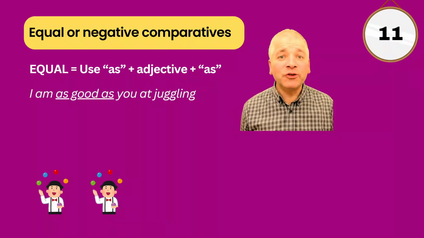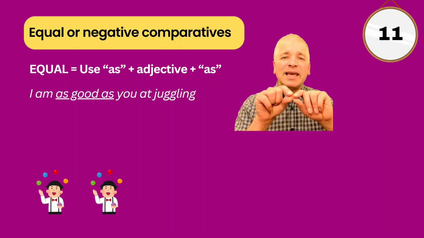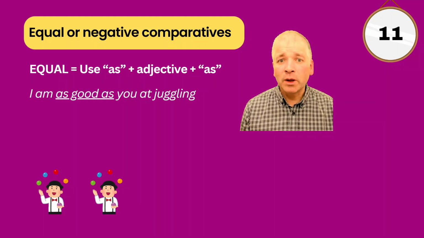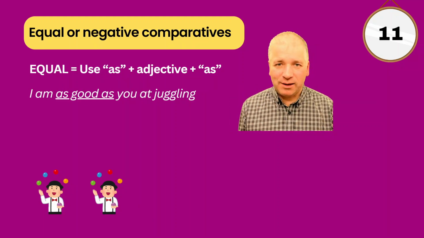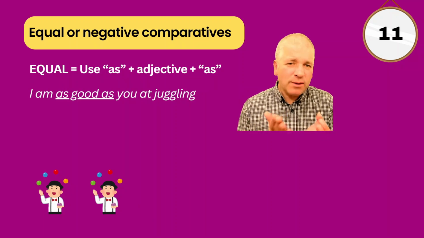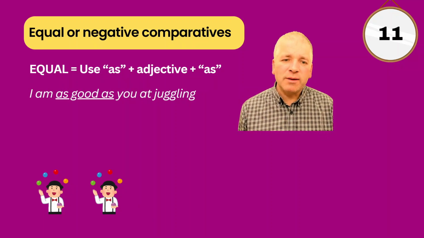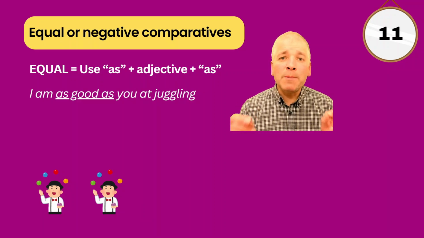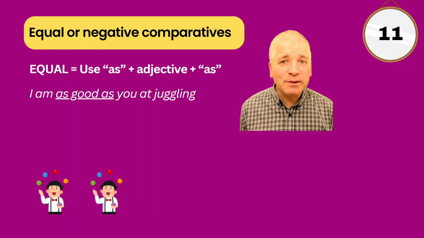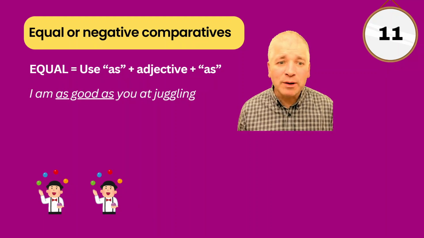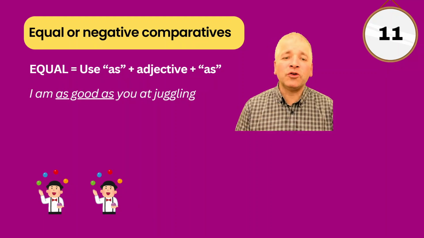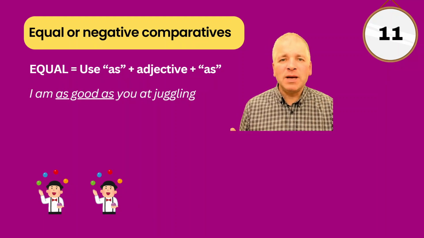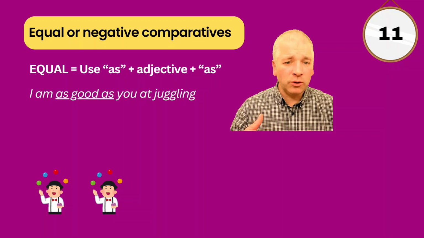But how about if you want to say there is an equal comparison or even a negative comparative? Using as and as can help us here. If there's an equal amount of something, you can say as followed by adjective followed by as. Look at these two people juggling. They look exactly the same. So to compare them, you can say, I am as good as you at juggling. As good as you means we're equal in terms of being good at juggling.